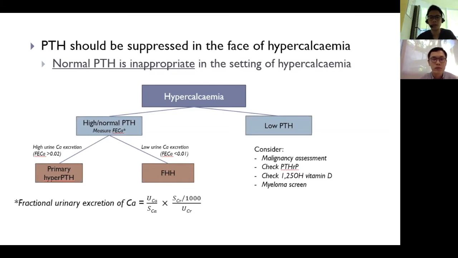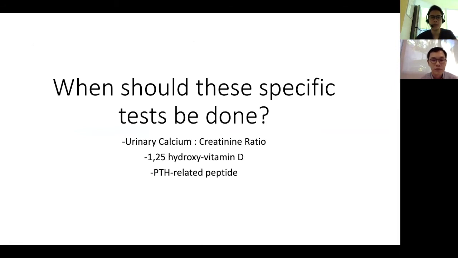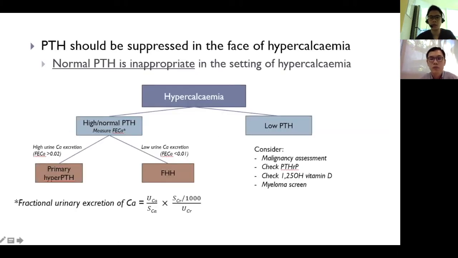Okay, understand. The next question is about the 125 hydroxyvitamin D. I understand that it is a test that can be sent off in the context of a low PTH, but I also understand that it is not cheap and it can take a while for it to come back. So practically speaking, when do we decide to send it?